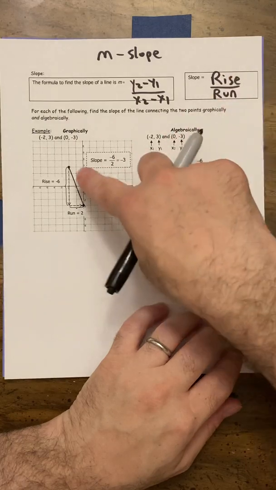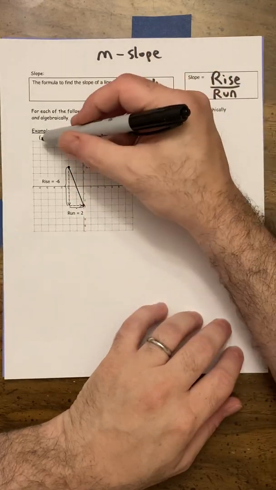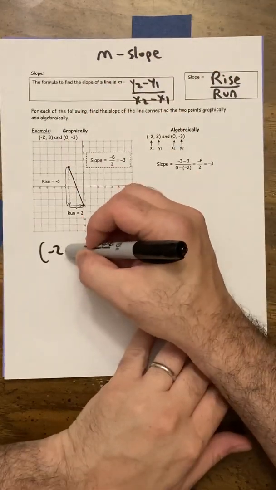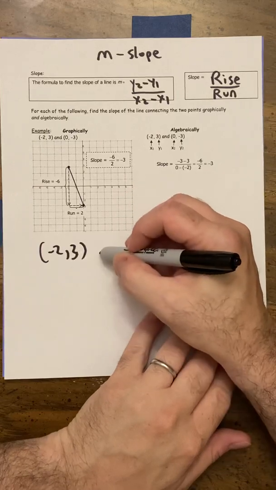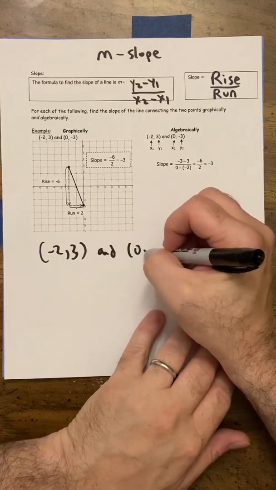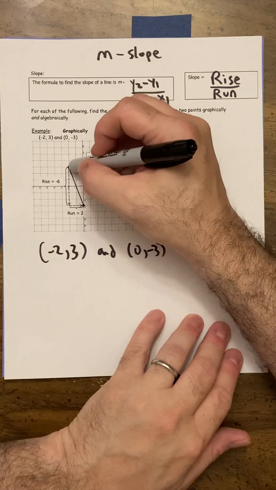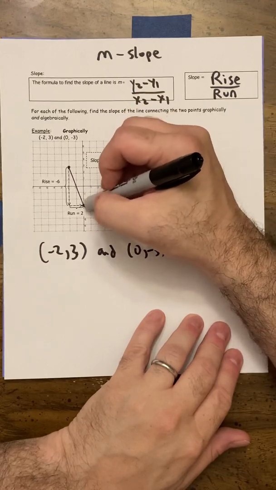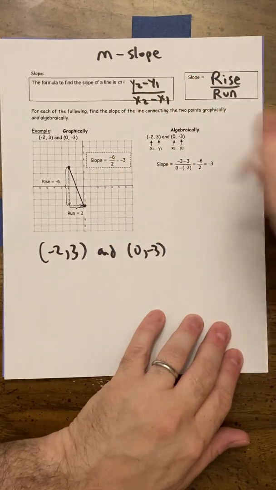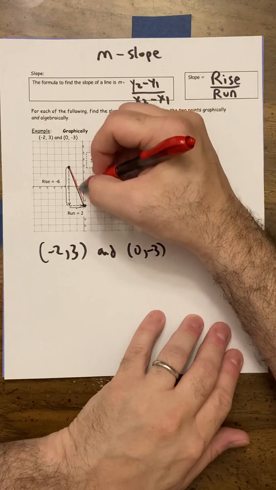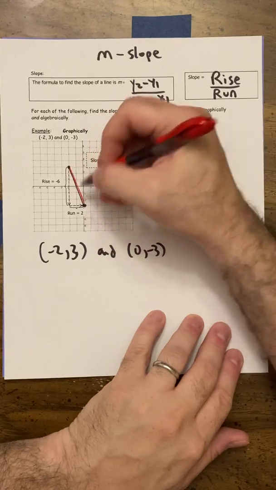So let's talk about the graphical way. The points were -2, 3. I'll rewrite them: -2, 3, and 0, -3. -2, 3 is here, and 0, -3 is here. And this is the line, and I'll put it in red so you can see it. That's the line, and we want to find the slope of it.